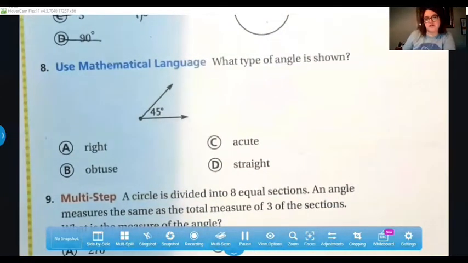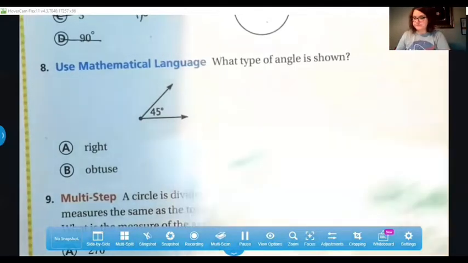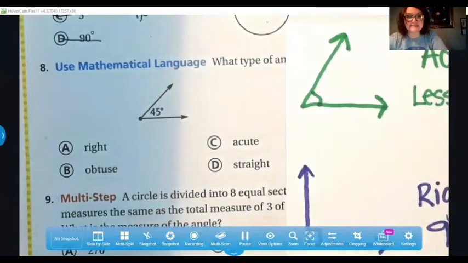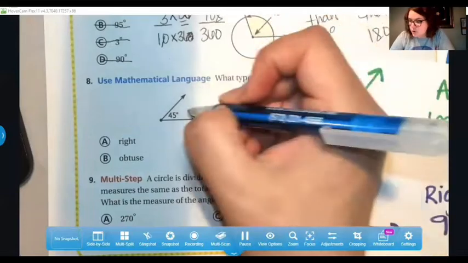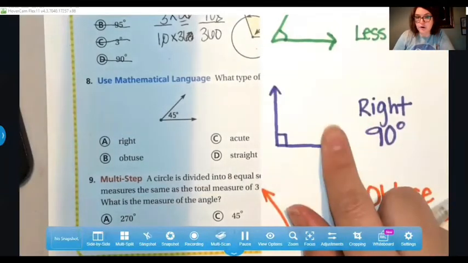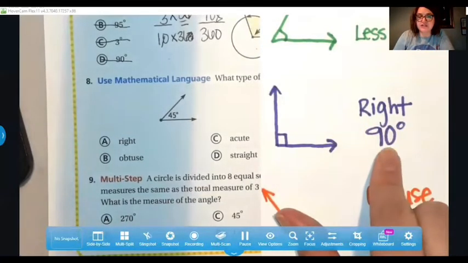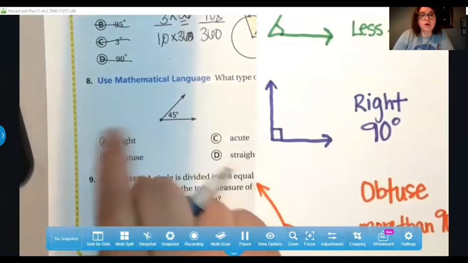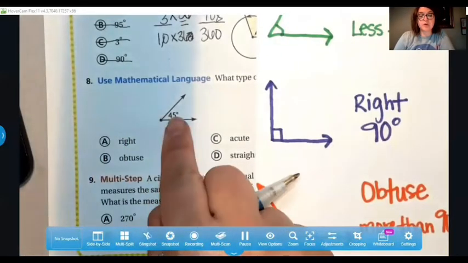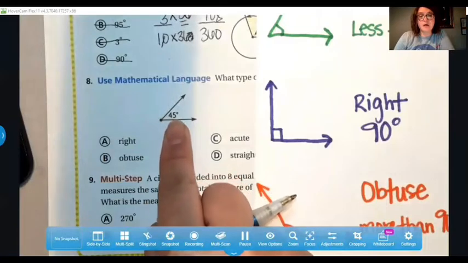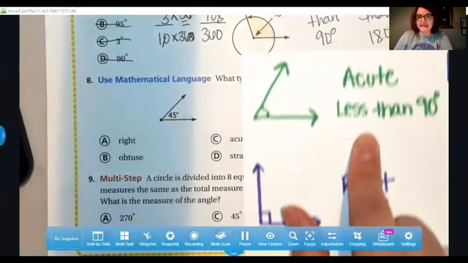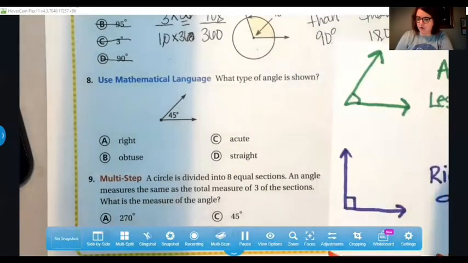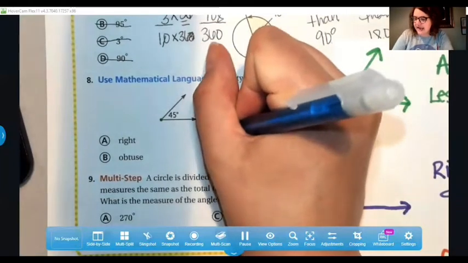What type of angle is shown here? Let's go back to what we wrote down earlier. And we can see that we need to see, based on our benchmark of a right angle, which is 90 degrees, if this is more or less than 90 degrees. When we see that it is 45, we know that it is smaller than 90 degrees. So less than 90 degrees is an acute angle. So this would be an acute angle.